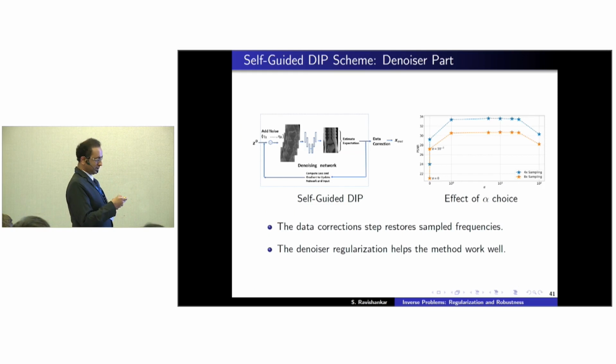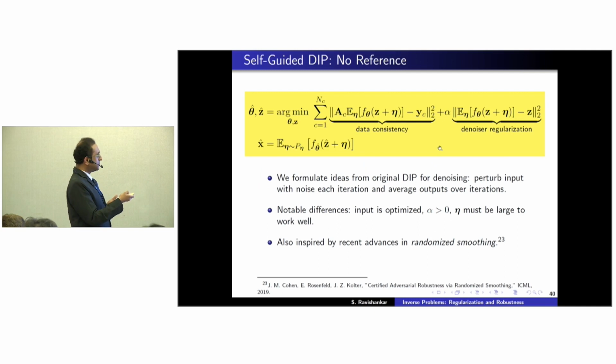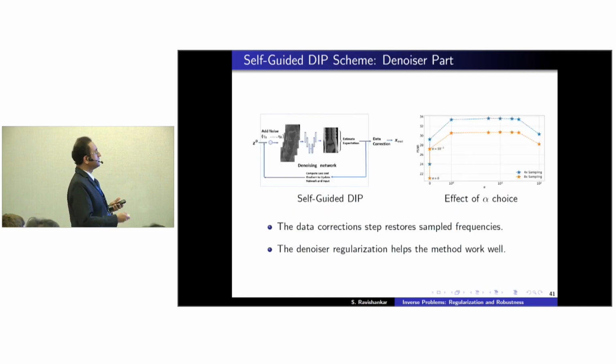This is showing the effect of this denoiser regularization. If we did not have that regularizer, and we just optimized the network input and weights without a denoising regularization, then the performance drops quite a bit compared to when you have this regularization. So these are the ingredients that go into our self-guided deep image prior scheme.